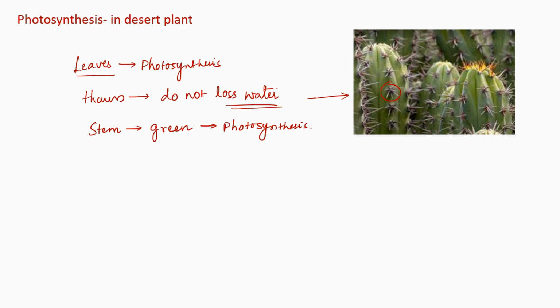Now who will do the photosynthesis? Here, as you can see, the stem is green in color. So the stem, instead of leaves, will do the photosynthesis and it will suffice the need of food.